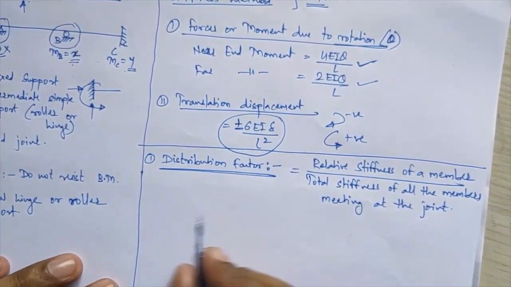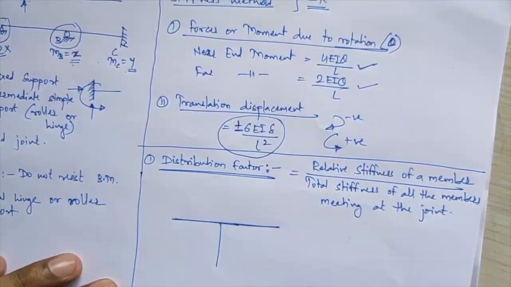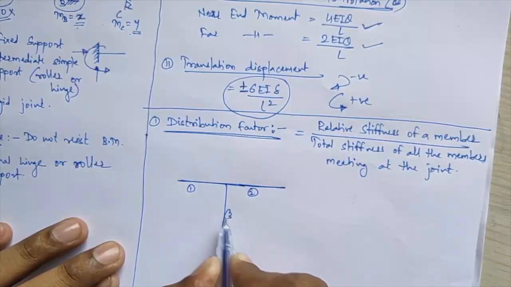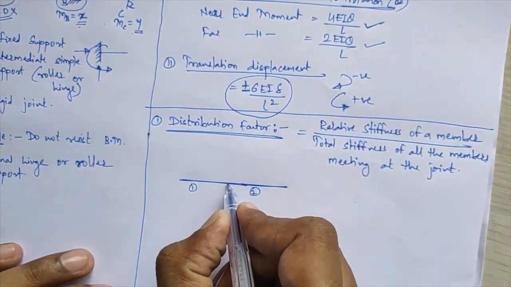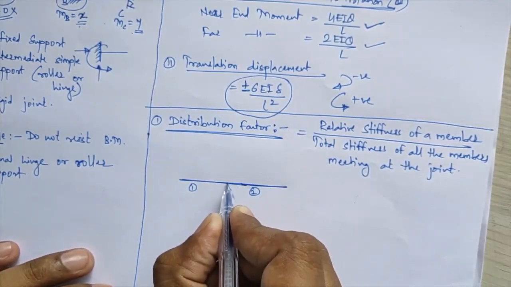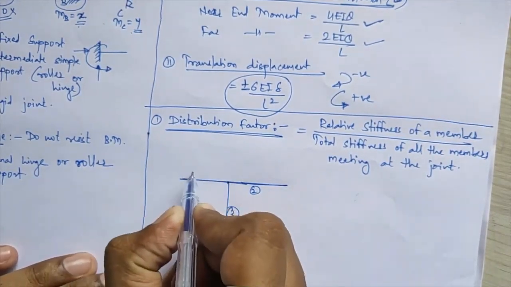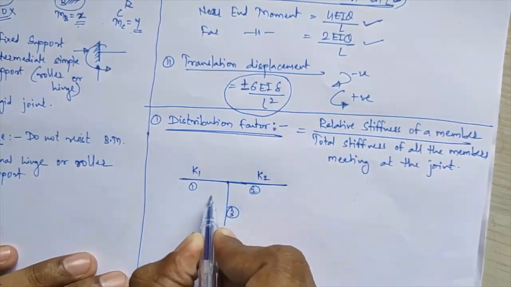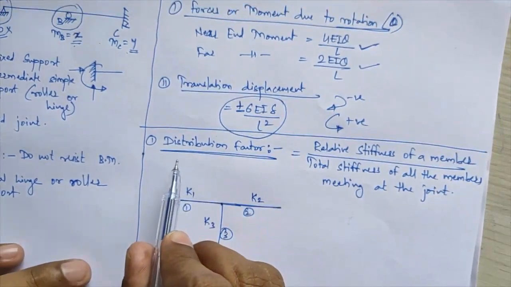Okay, so suppose I'll consider one example for this. This is my first member, this is my second member, and this is my third member. I am not considering any support conditions, just simply members, and this joint is the union of all these three members. That means from this joint these three members are originating. Suppose the relative stiffness for the first member is K1, for the second member is K2, and for the third member is K3. So what does our distribution factor definition say?